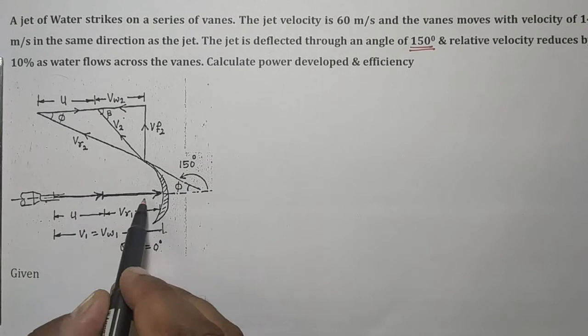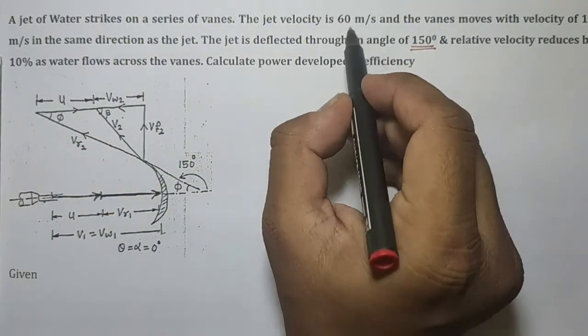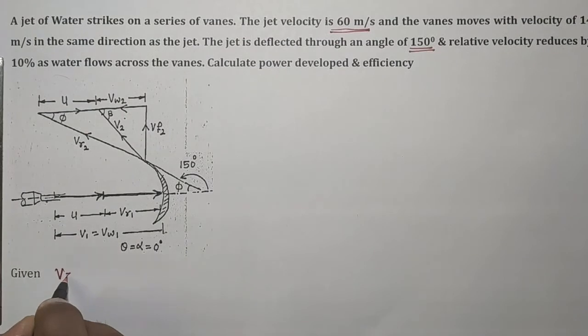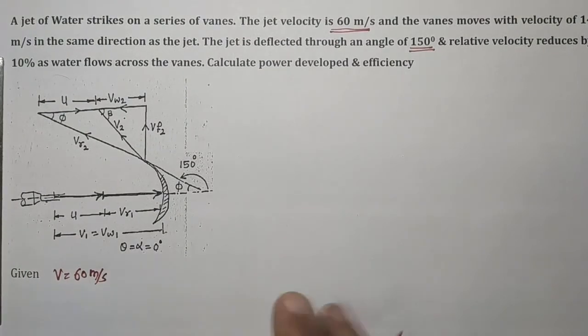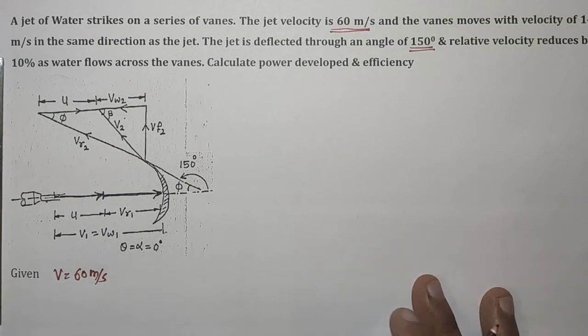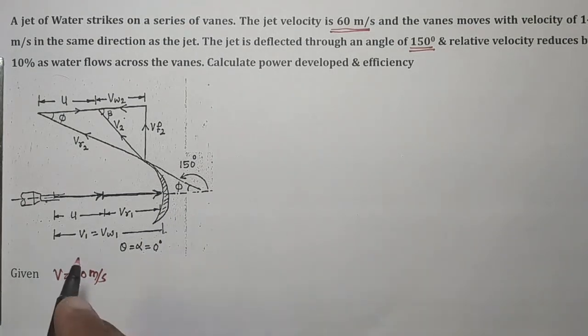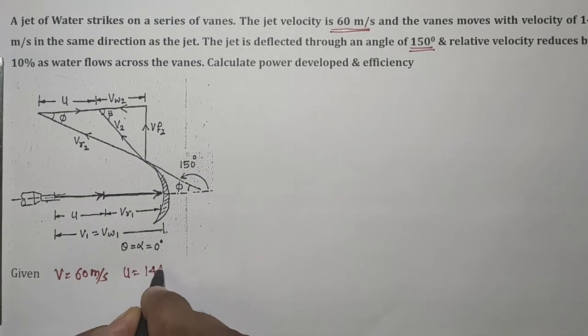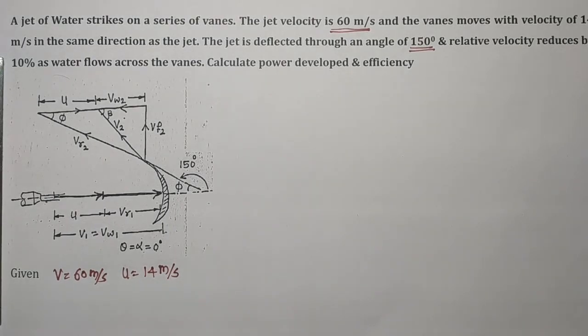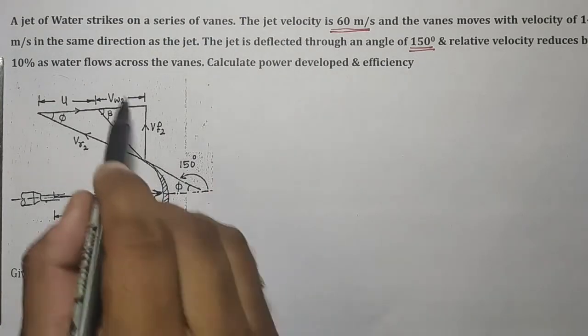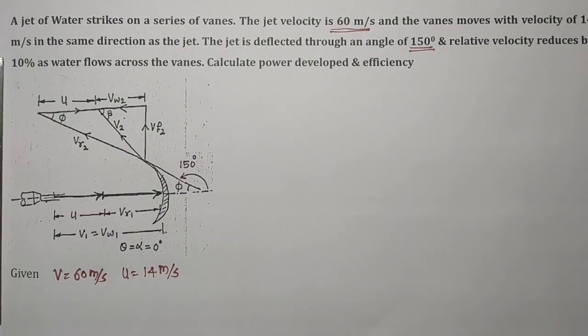Now this jet is striking with velocity 60 meter per second. So V is equal to 60 meter per second. Now the jet strikes a curved vane which is moving with velocity U equal to 14 meter per second. So here we have two important velocities. This vane is also moving in the same direction as the jet. The jet is deflected through an angle of 150 degree, so phi, the exit angle, is 180 minus 150, which is equal to 30 degree.